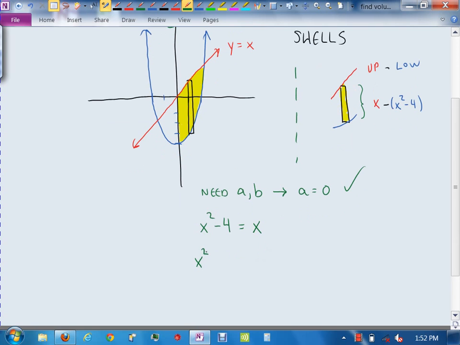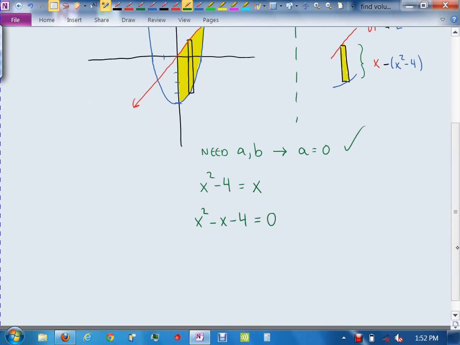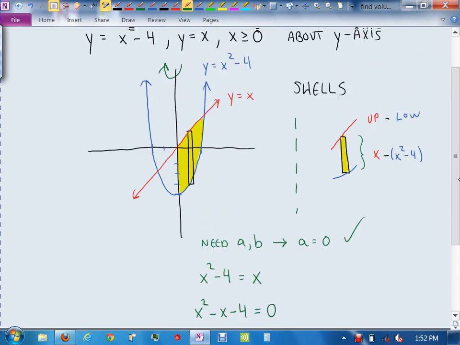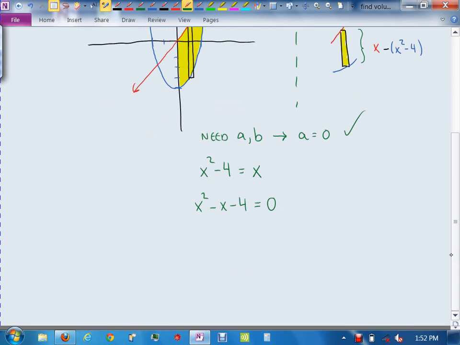Which means x squared minus x minus 4 equals 0. And that doesn't factor. So you have to use quadratic formula. Right? I'm not going to go through it, okay? You use quadratic formula, you'll get two x's. One of them is going to be negative and one's going to be positive.